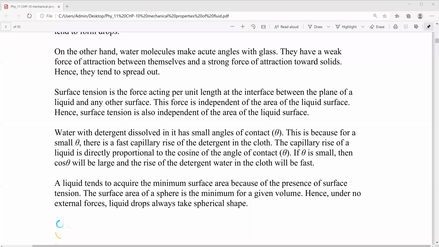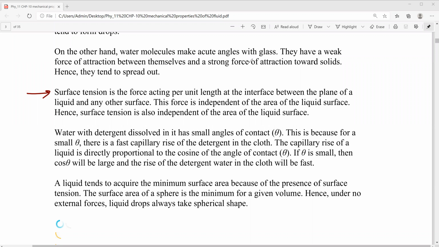Second question, what they asked: water on clean glass tends to spread out while mercury on the surface tends to form a drop. Why? So that is for the second question, and this is the answer.